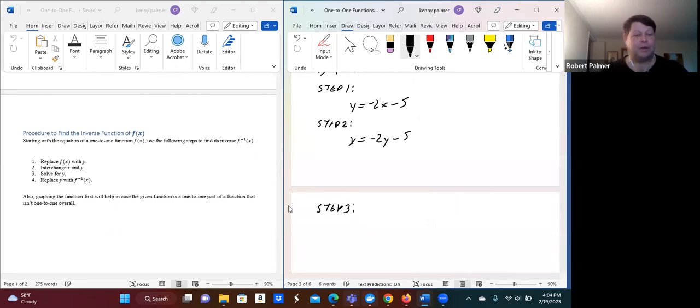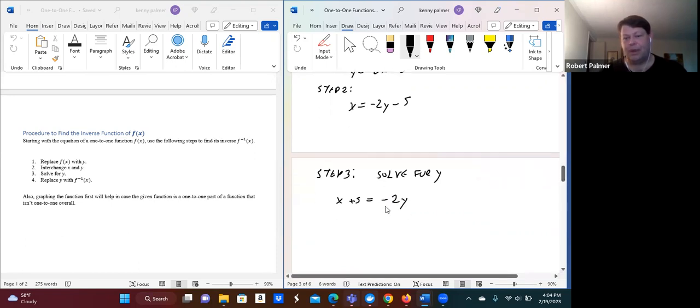Now, step number three is kind of where the main work is: solve for y. So from up here, I want to solve for y. I want to add 5 to both sides. So I have x plus 5 is equal to negative 2y. Then divide both sides by negative 2. That's going to give me, turning it around, y equals x plus 5 over negative 2.